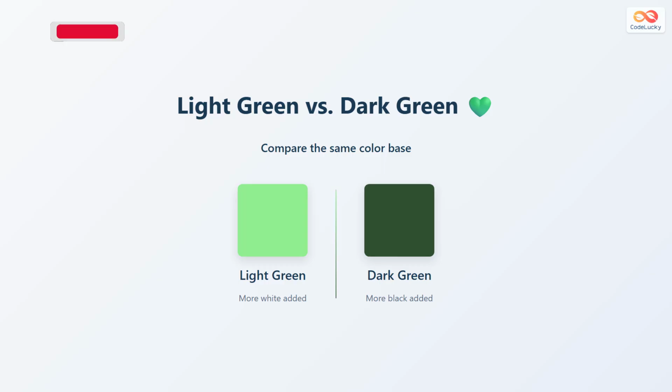Now let's look at a specific example. Light green and dark green are both green, but they look very different. Light green has white mixed in, so it appears softer and brighter. Dark green has black mixed in, so it appears deeper and richer. Even though they are different shades, they are both considered green because they share the same base color.